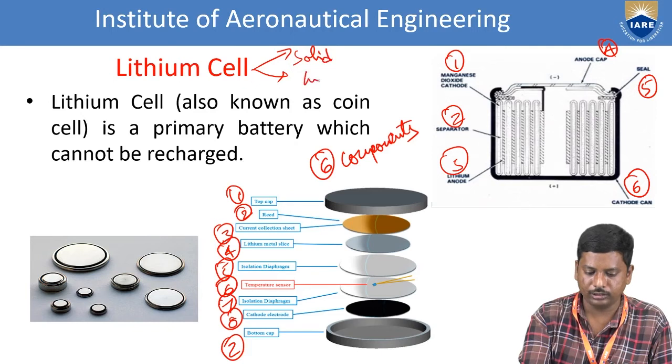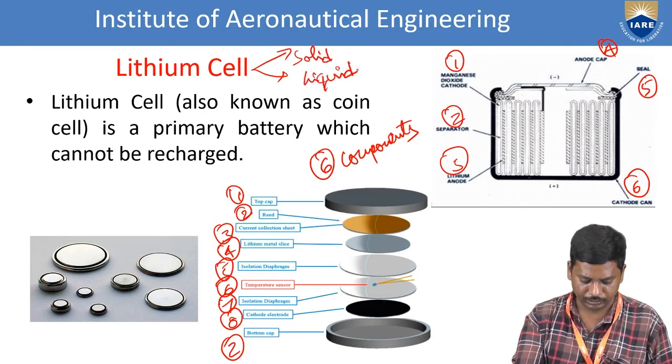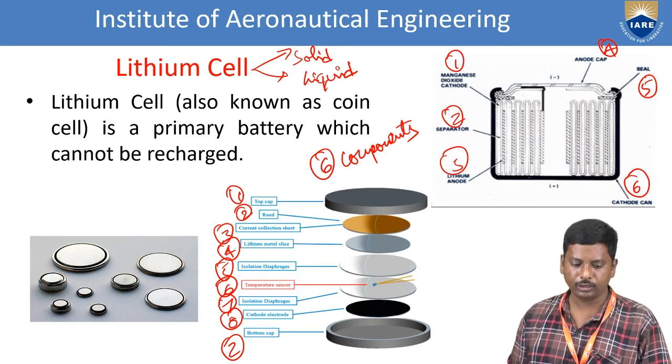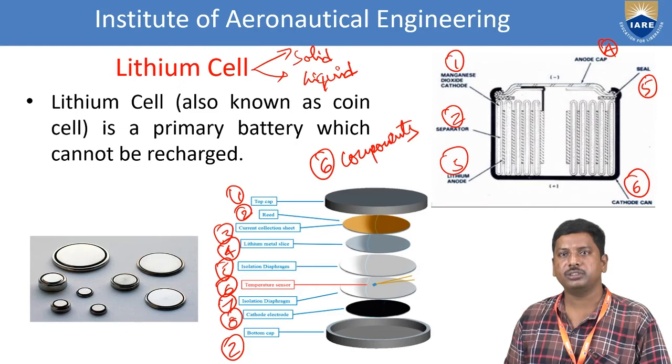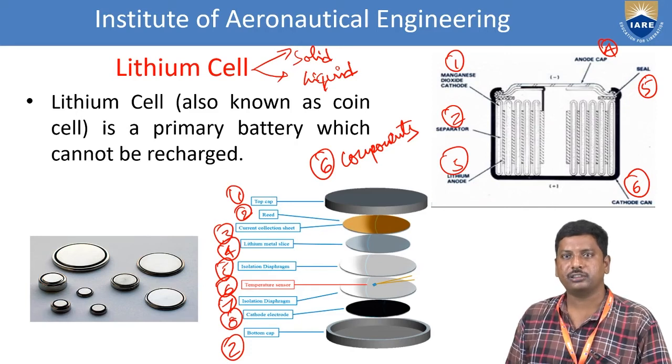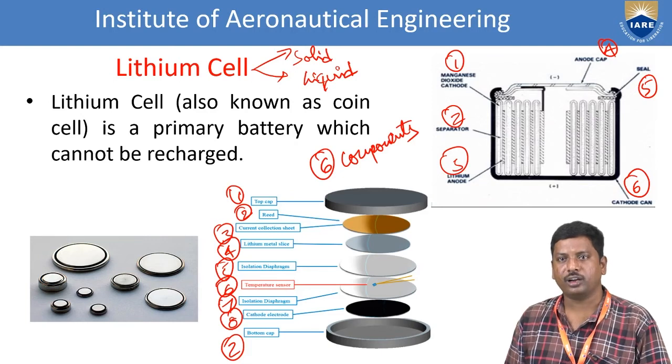Solid lithium cells and liquid lithium cells. These lithium cells are also known as coin cells because of their coin shape. They act as primary batteries, which cannot be recharged according to the definition of primary cells. This coin cell contains a total of 6 components.